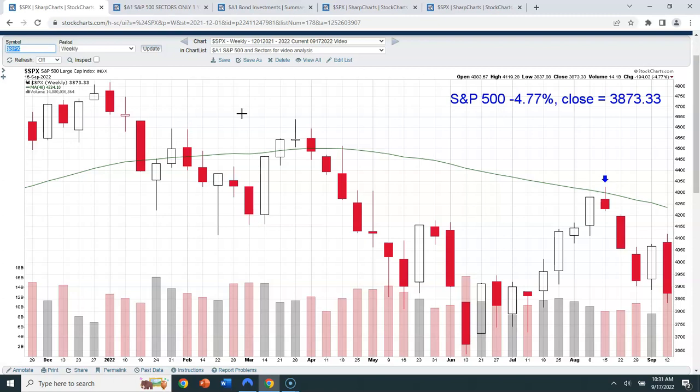So this is a weekly candlestick chart of the S&P 500. It goes back to the 1st of December of 2021. It just gives us some time perspective, and this way we can also see the entire calendar year of 2022. For this week, a pretty ugly week in the market, down 4.77% just this week alone, and the S&P 500 closed at 3873.33. And this candle on the right where my cursor is circling is this week's trading.